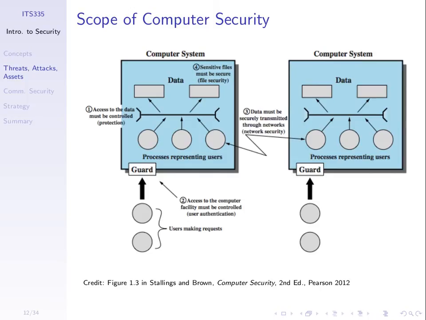So not just stopping them from releasing the message contents, maybe stopping them from being able to analyze our communication patterns, authenticating the messages we receive. When this computer system receives a message from this other one, how does it know it's from the valid sender and it's not from someone pretending to be this computer system?